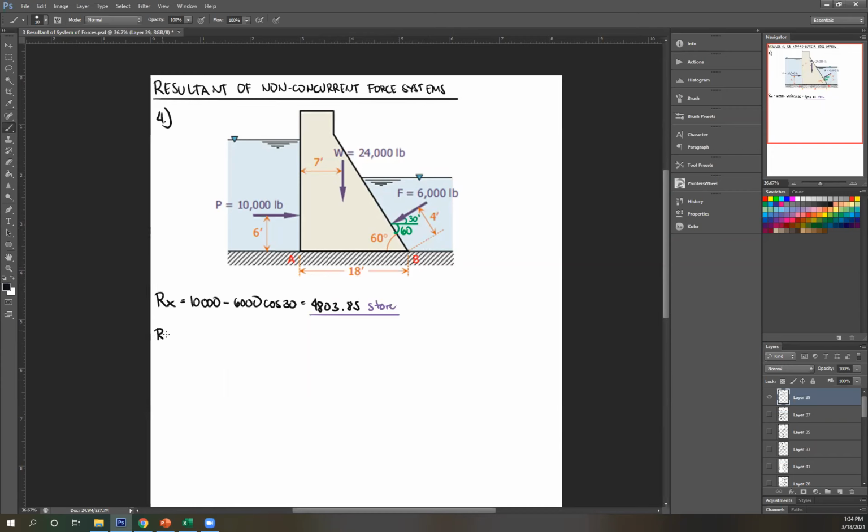Do the same thing for Ry. So it doesn't have a vertical component. This is downwards, so negative 24,000. This is downwards, so minus 6,000 sine 30 for the vertical component. Okay, what's the answer?